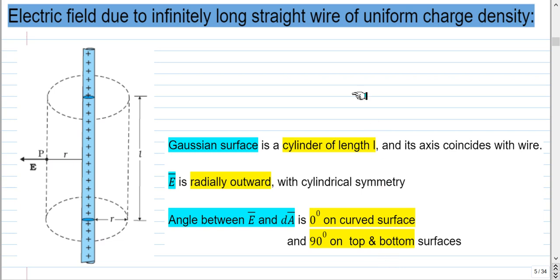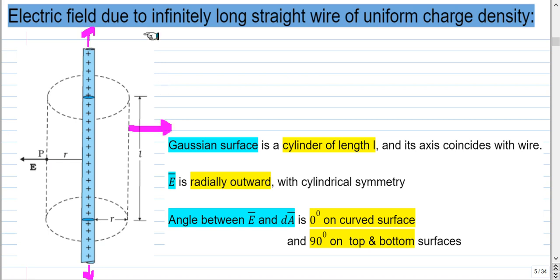Now let us find the electric field due to an infinitely long straight wire of uniform charge density. So this is the infinite wire which extends to infinity on both sides, at the top and at the bottom. You have to find the electric field at any general point. We should have an understanding of how the electric field will look. At any point, the electric field will be in the direction which is radially outward.